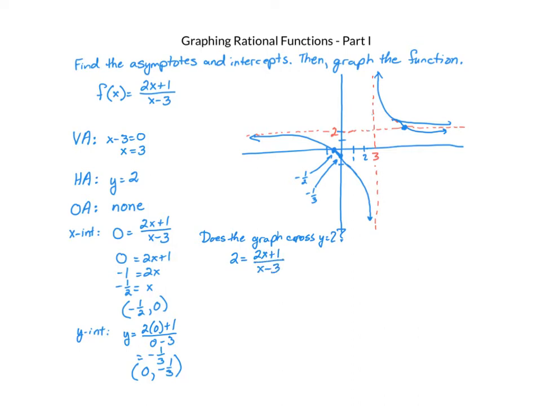So I'll multiply both sides by x minus 3 and solve. So we have 2x minus 6 equals 2x plus 1. Subtract 2x from both sides, and we have negative 6 equals 1. And there is no solution for that. That means that there is no place on the graph where the y value is 2, and hence it does not cross the line y equals 2.